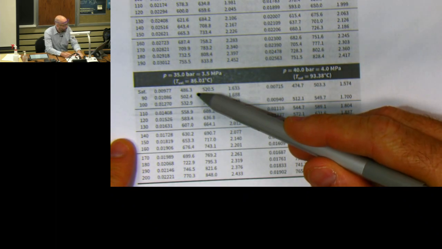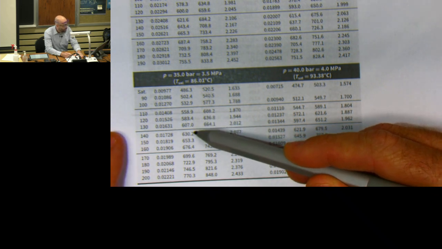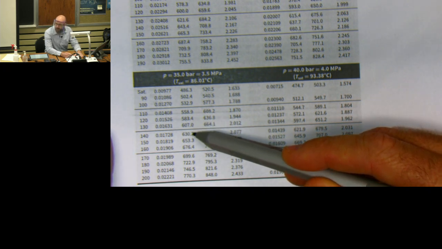Okay, and here we go, 35 bar, and I'm going to notice for my internal energies, I don't have a 625. I have 607 and I have 630. So I'm going to need to interpolate here.